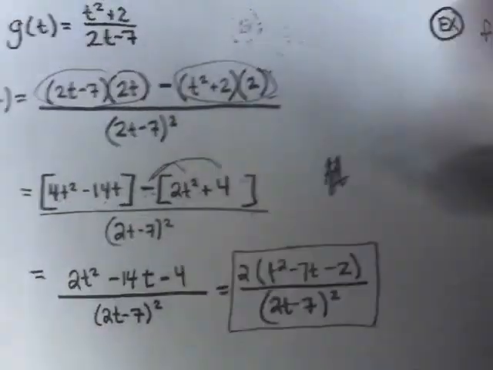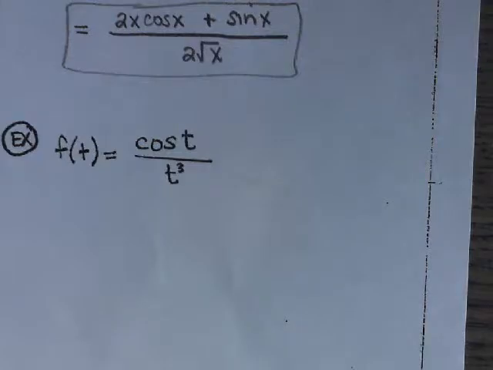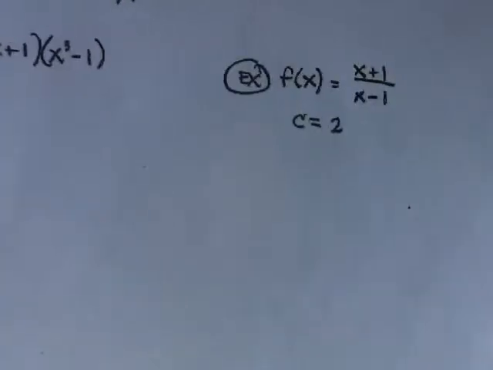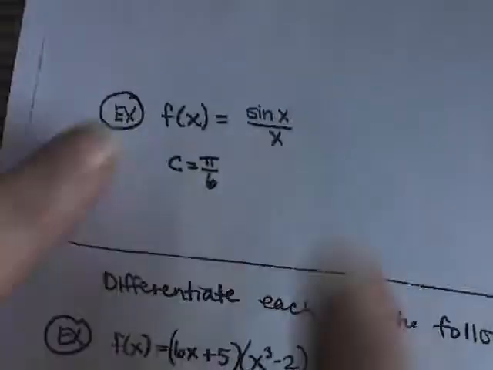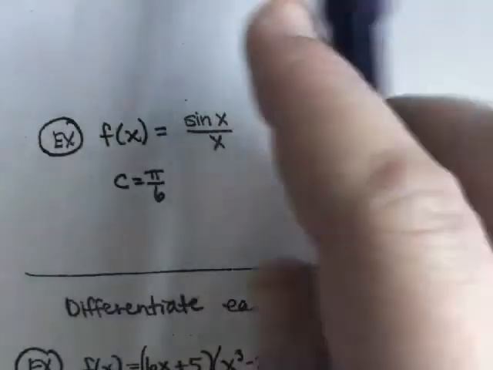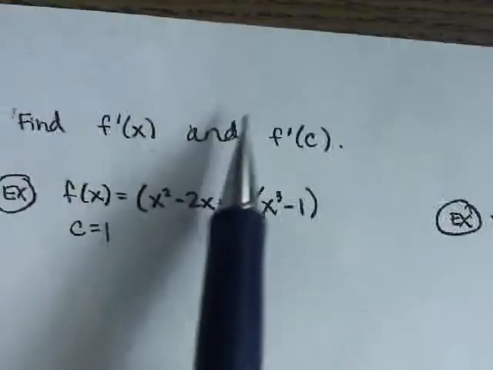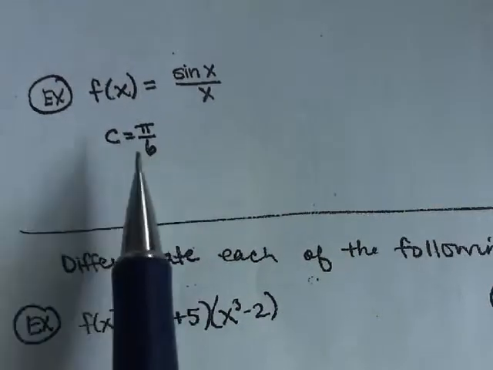Alright, so there's that quotient rule. Okay? What do we have on the back? Let's jump to the back. We'll do one of the quotient rule. We'll do this one. The back, same thing. We're going to still need to differentiate. It wants us to find f prime of x and then also f prime of c. So find the derivative and then evaluate the derivative at c. We'll touch upon this c in a minute.